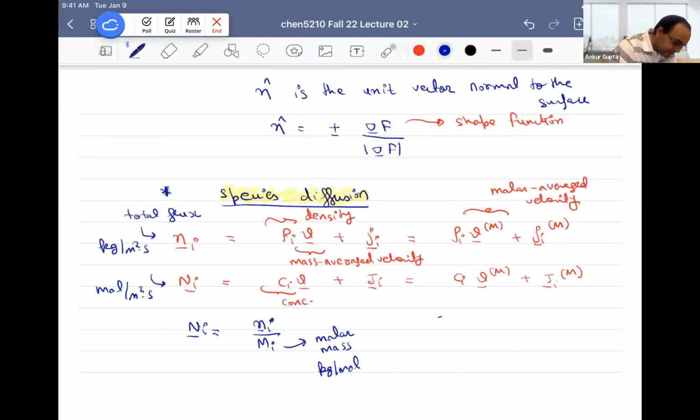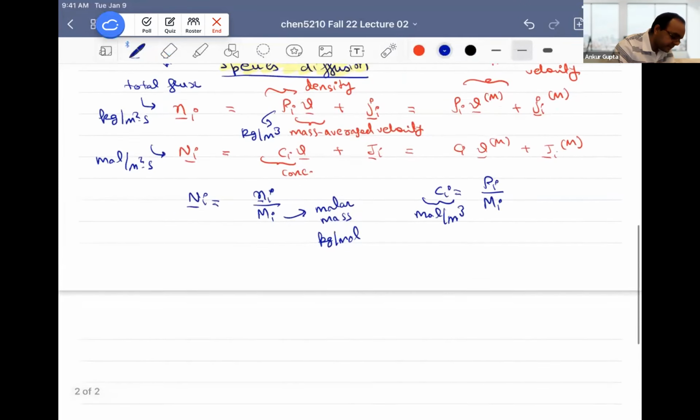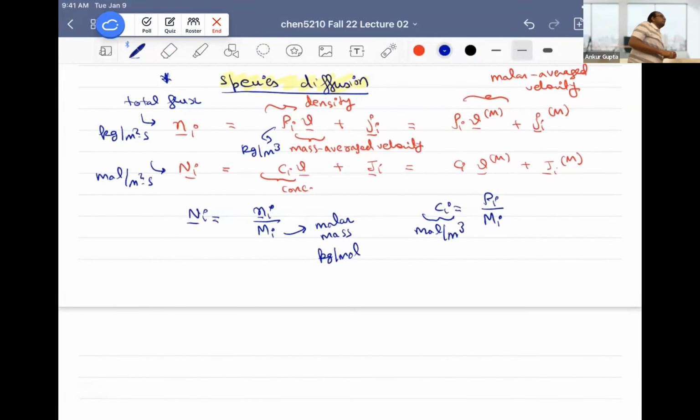We also discussed that Ci can be found by dividing mass density by molar mass, which makes sense, as we go from kg per meter cube to mole per meter cube. So Ci is in mole per meter cube. And remember that we discussed this definition of velocity, mass average velocity, molar average velocity.